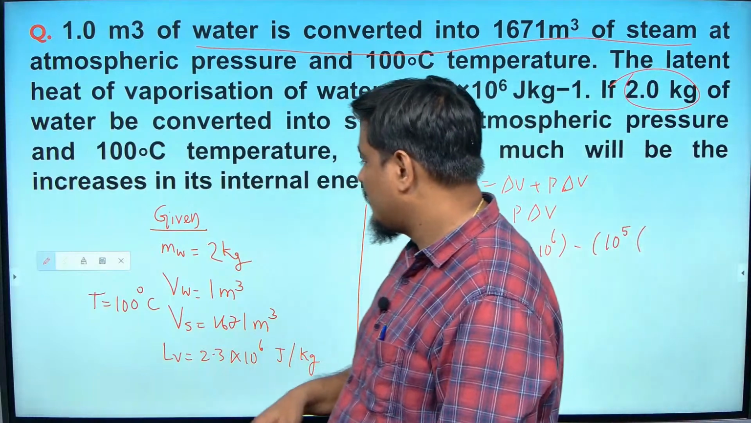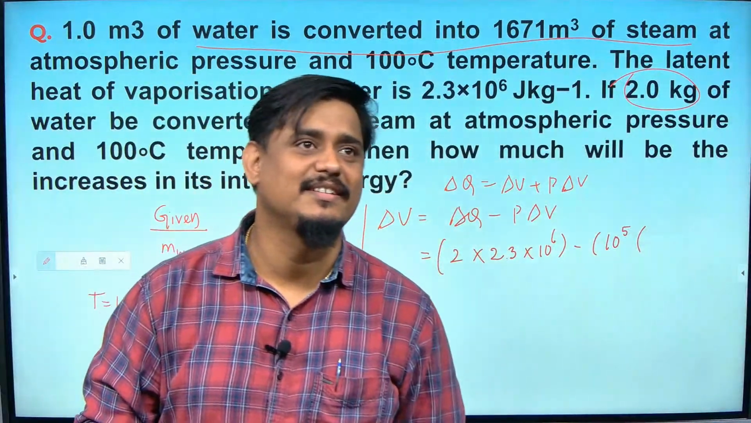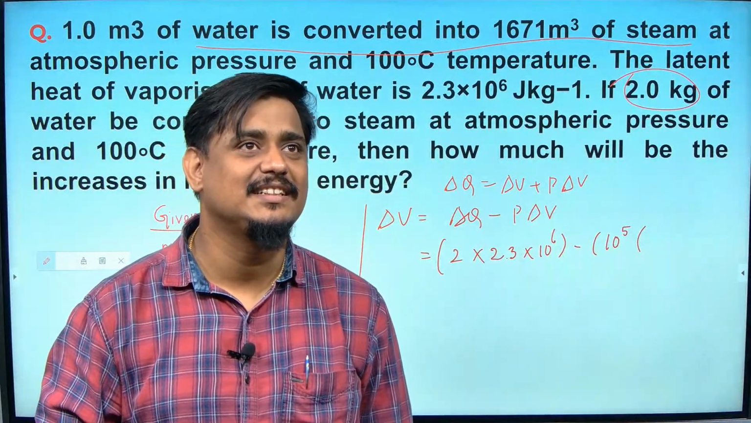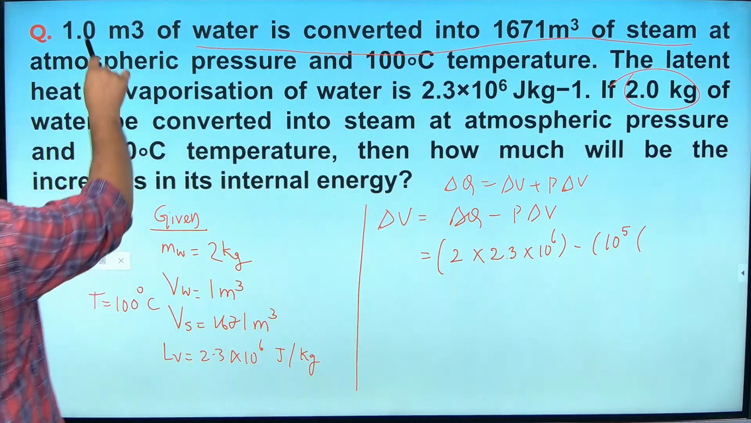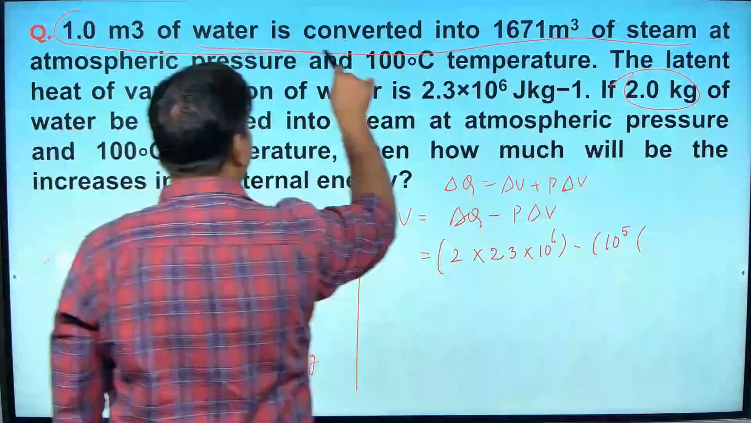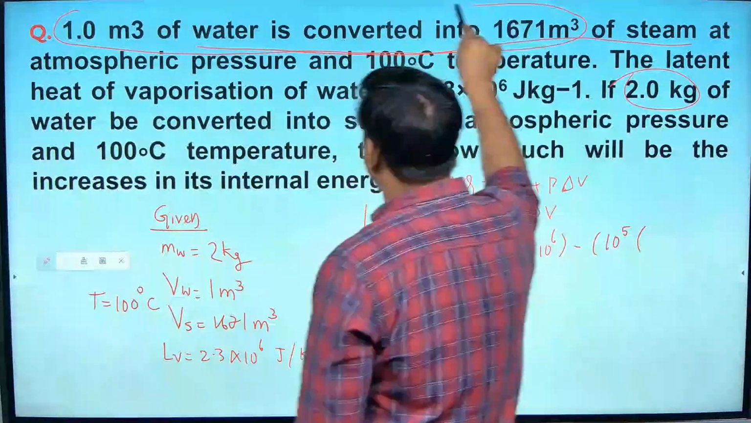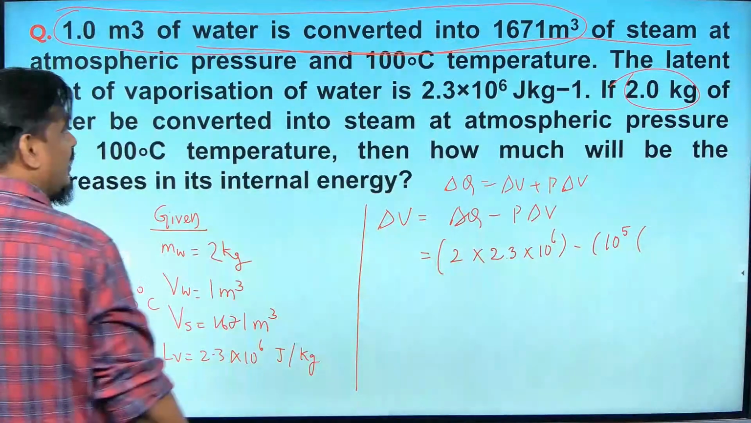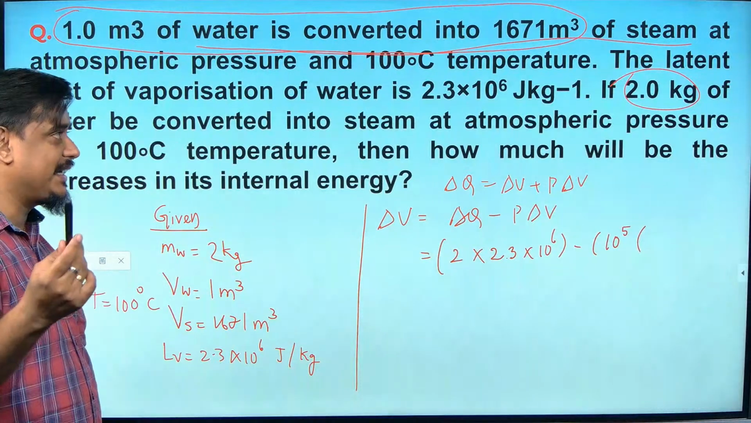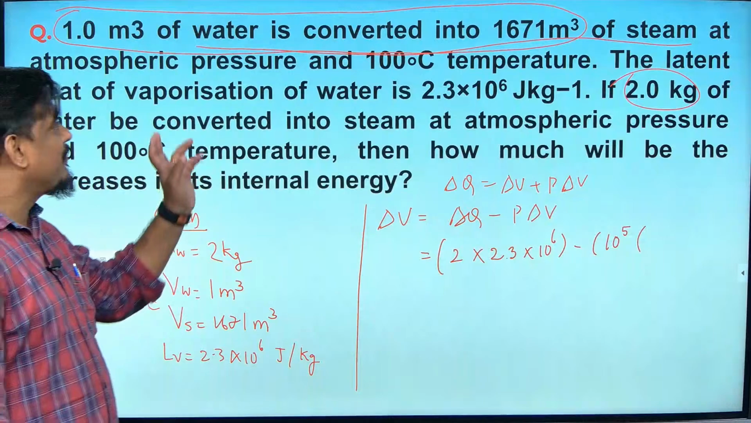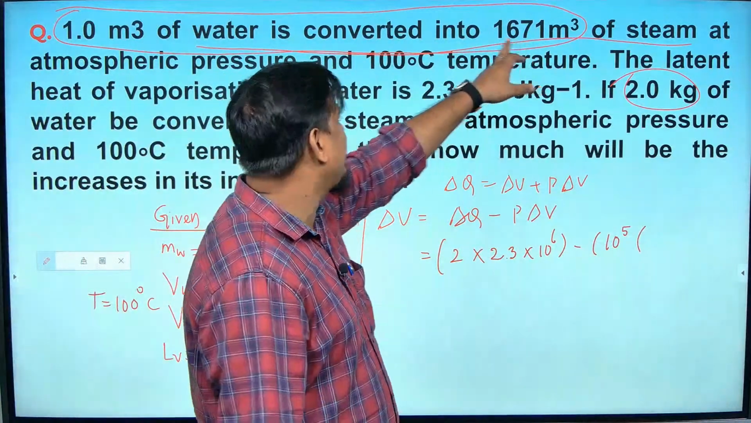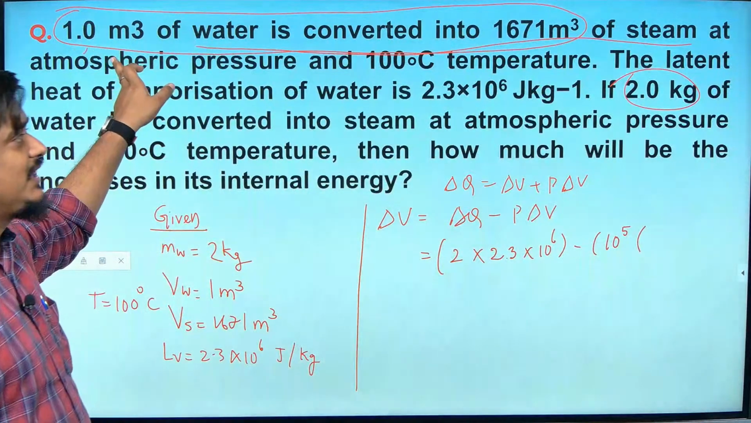Sir, one doubt, sir. Tell me. Sir, 1 meter cube of water means 1000 liters of water, no, sir, but only 2 kg is given as mass. Yes, exactly. Now, 1 meter cube of water is converted into 1671 meter cube of steam. What you are doing, Pratap, Sai Akhilesh and Abhinand, you are subtracting 1671 minus 1 and taking the value of del V as 1670.